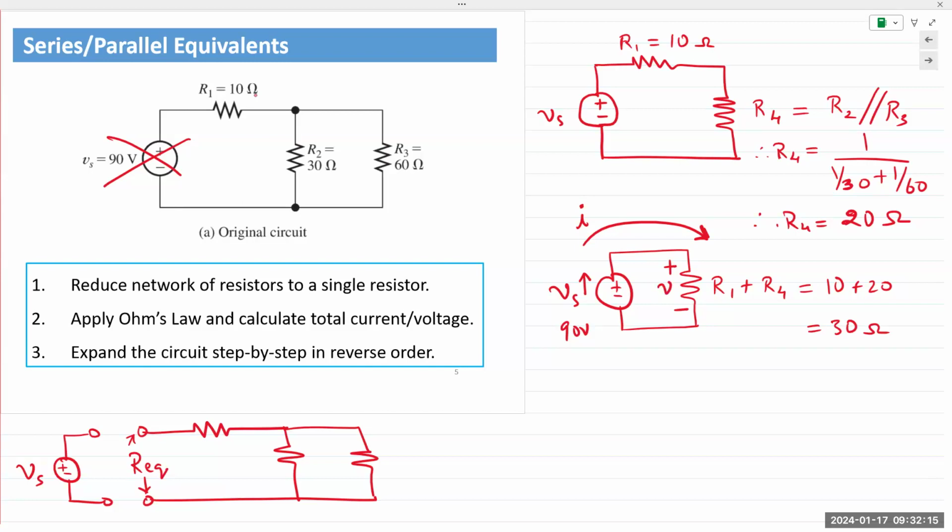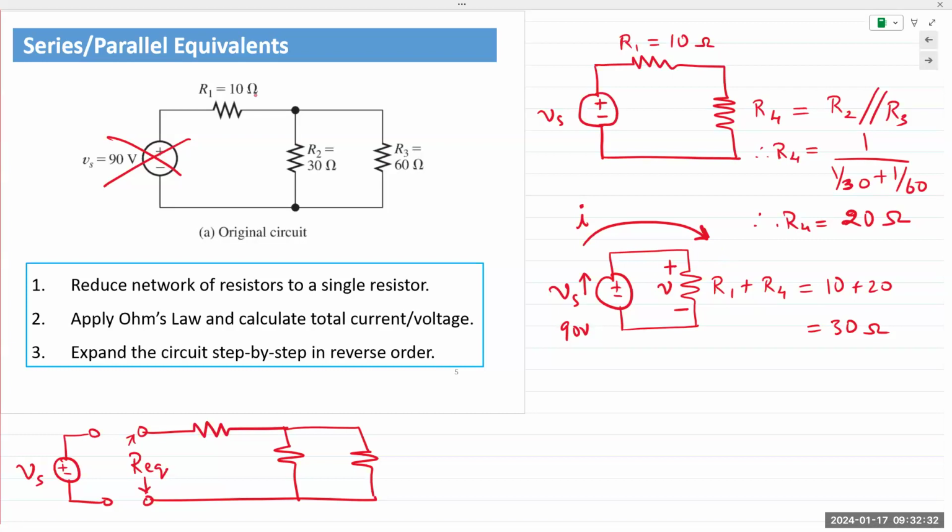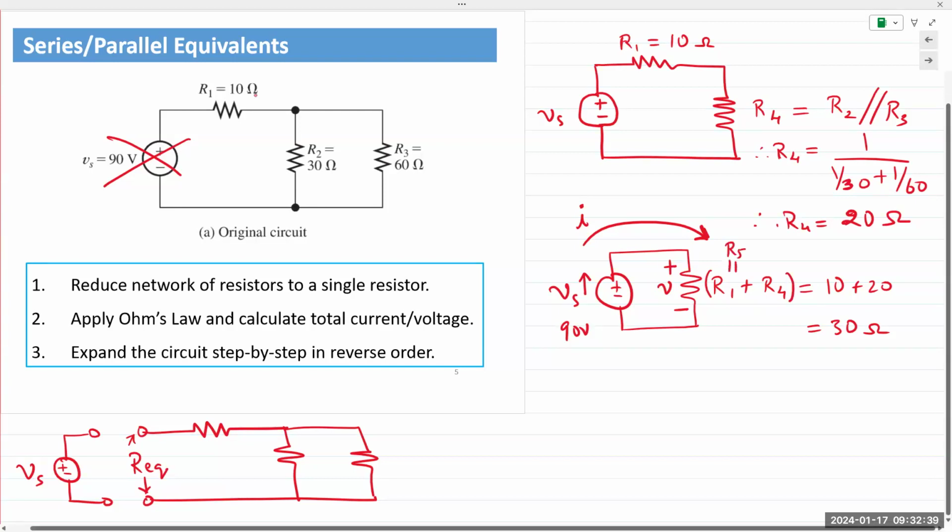Let's call it R1, R2, R3, R4. Let's call it R5. R5 is equal to R1 plus R4. So this voltage I can write as VR5.